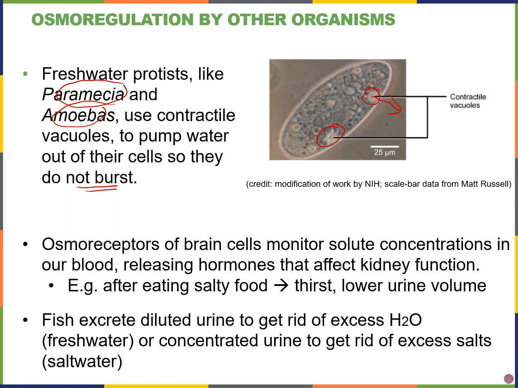In humans, we osmoregulate because we have osmoreceptors in our brain that monitor our salt concentrations and our solute concentrations in our blood. One way that we experience this is that after eating salty food, you might feel thirsty. So this causes you to drink more water to lower your solute concentration back to normal. And you might also notice you urinate less when you eat salty food.